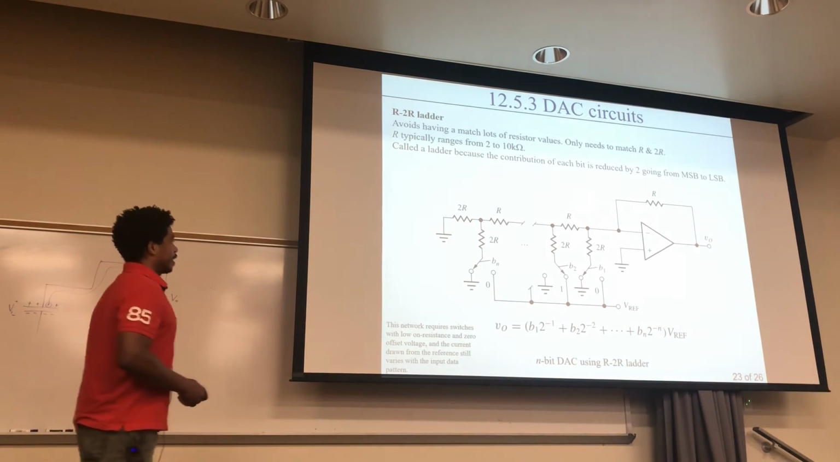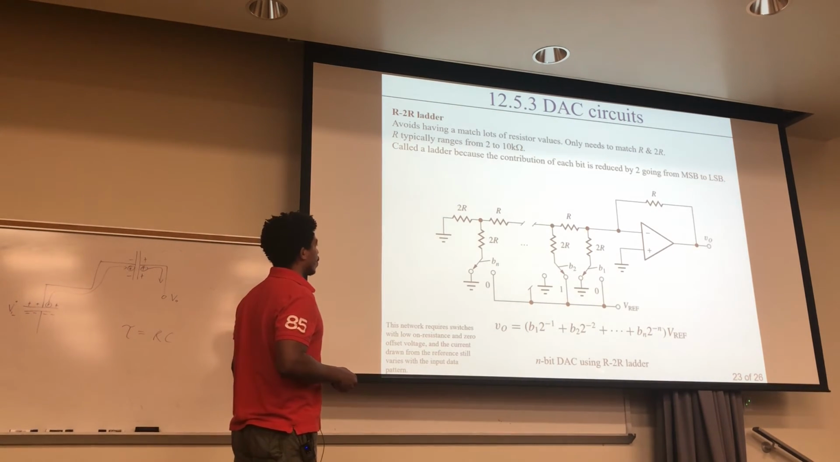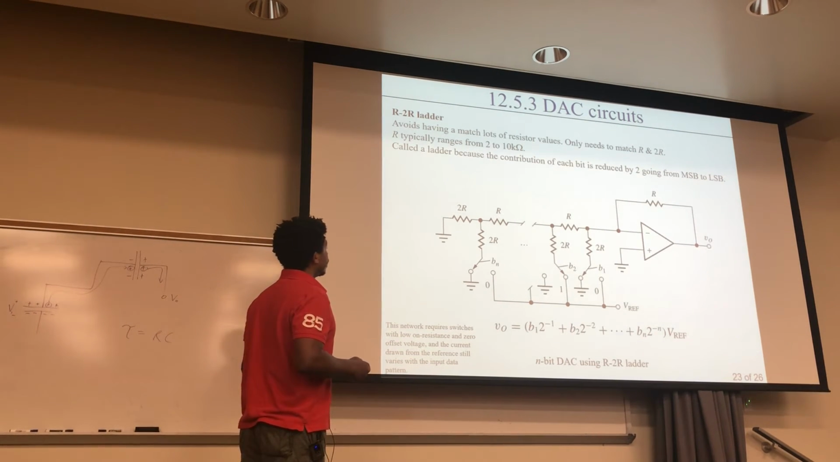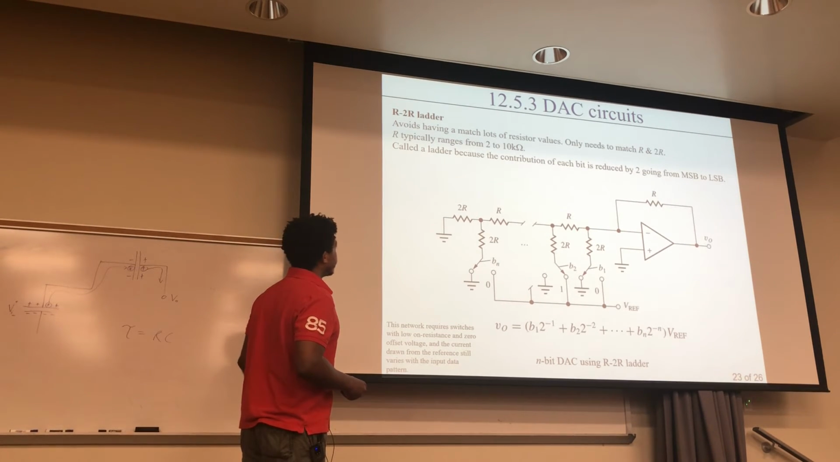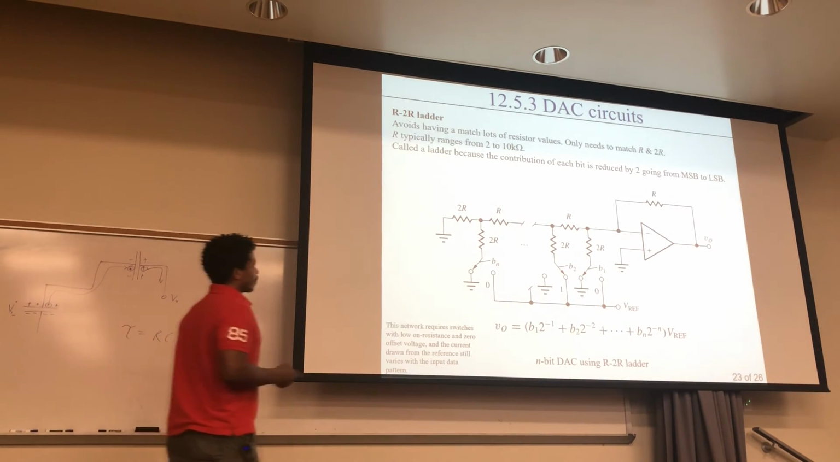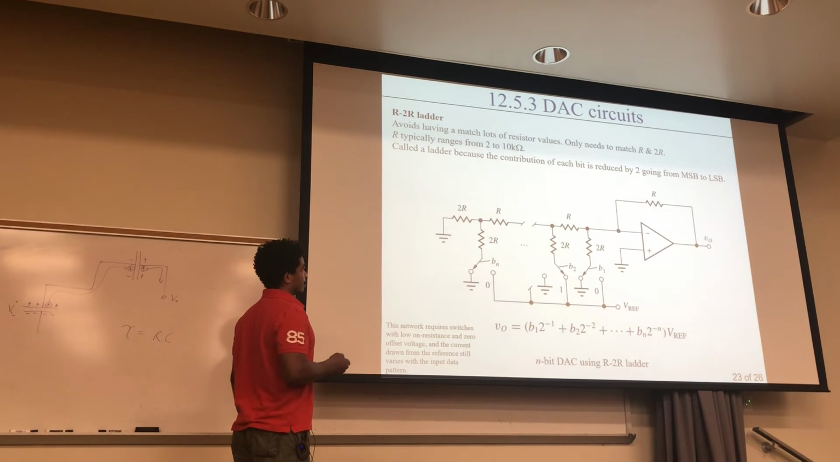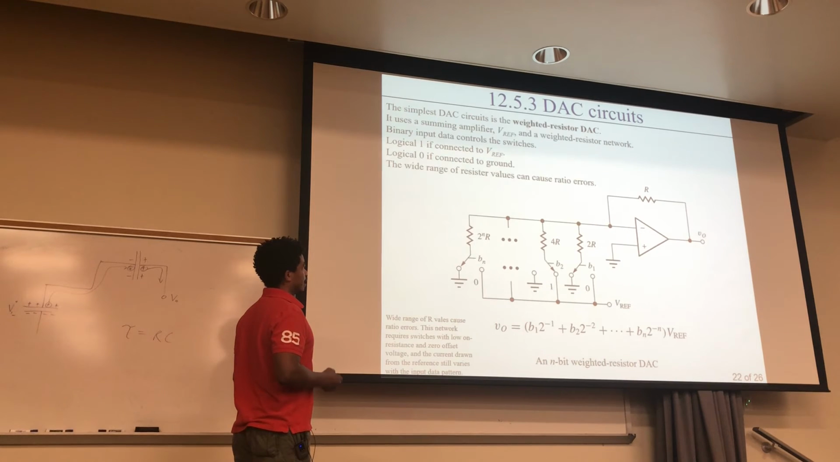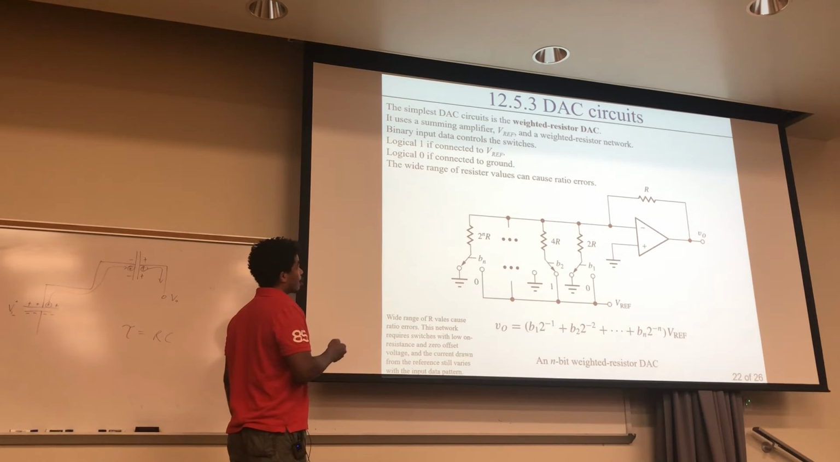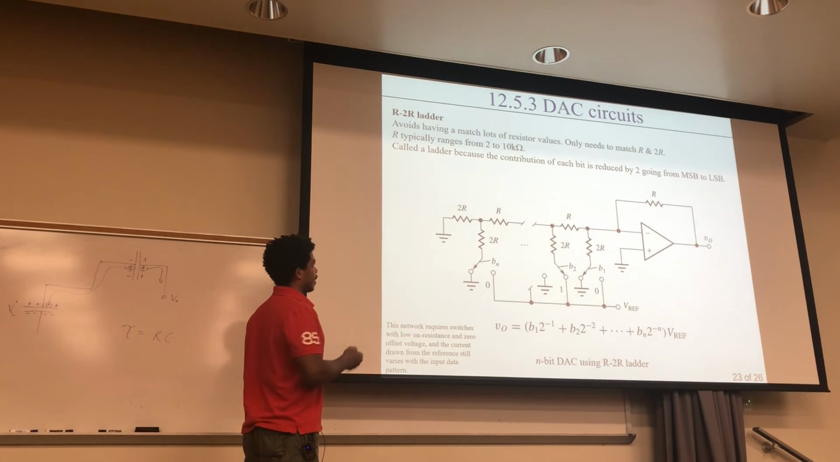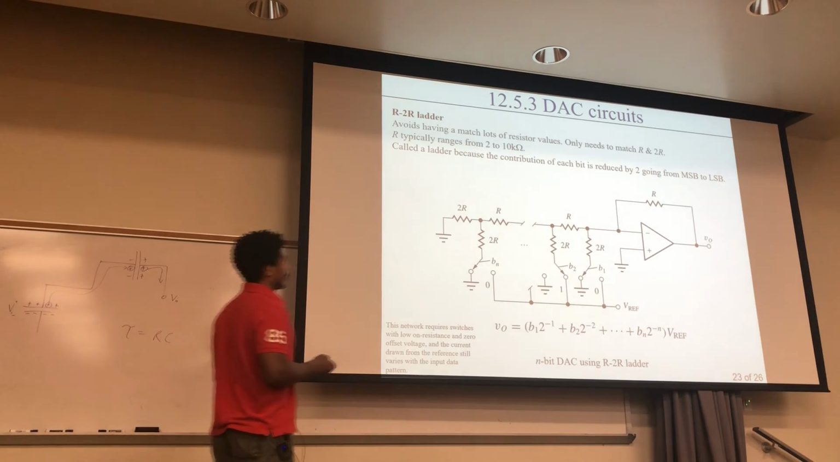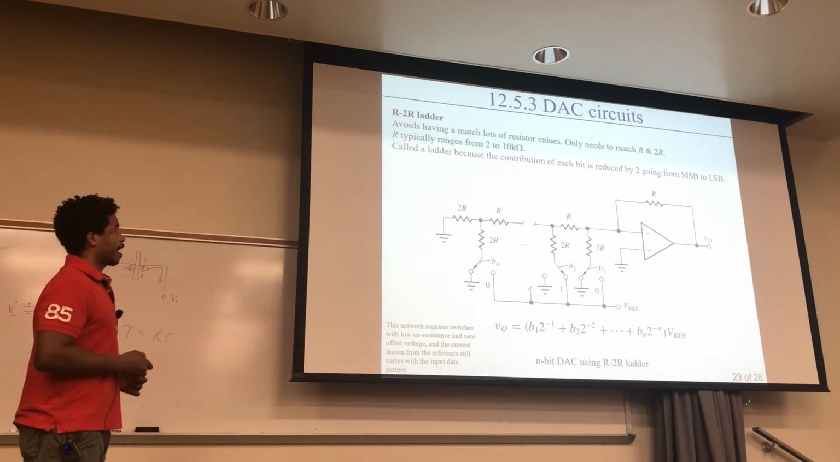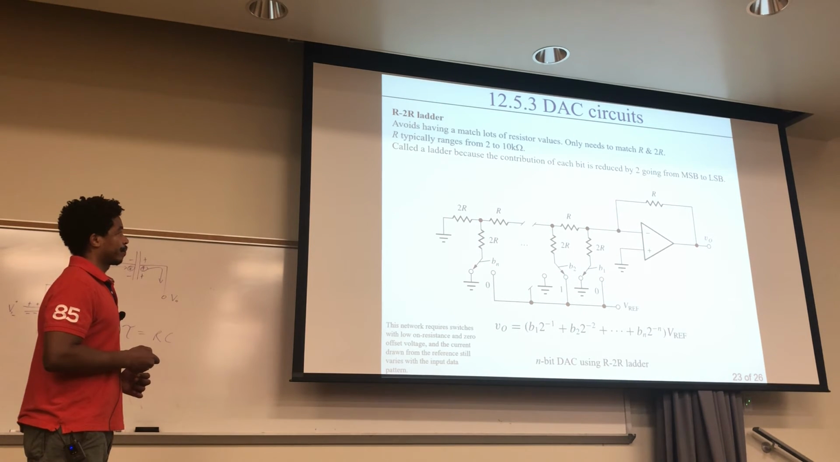Another is the R-2R ladder, and this is a little easier to deal with because you only have two types of resistors, R and 2R. That's much easier to deal with versus going from 2R to this large value of R. That's a huge range to try to get right. These two have pretty moderate values, so you'll have a better chance of getting these right.